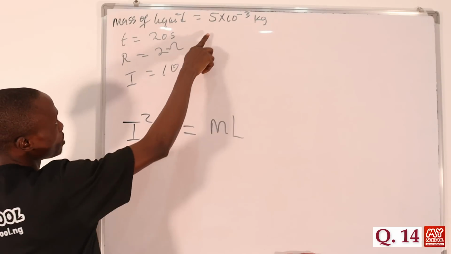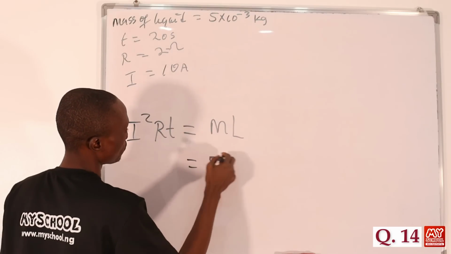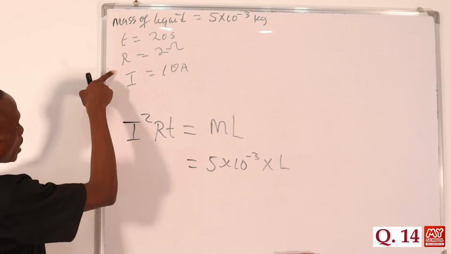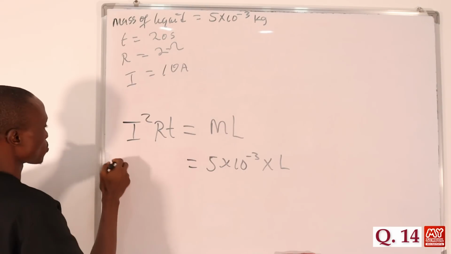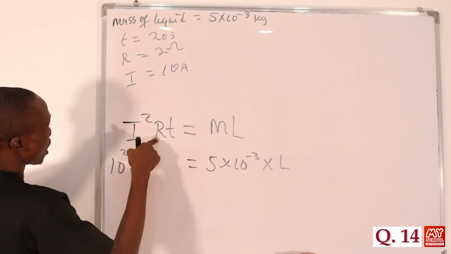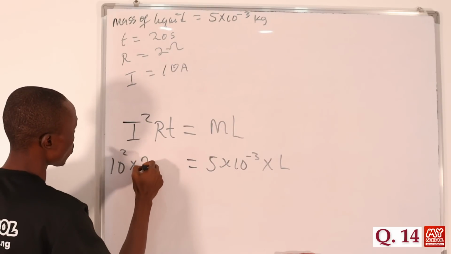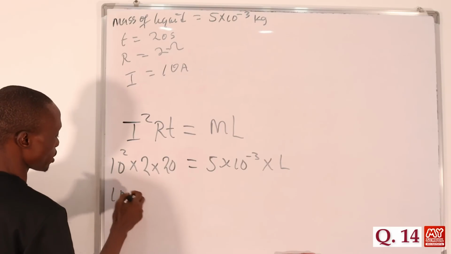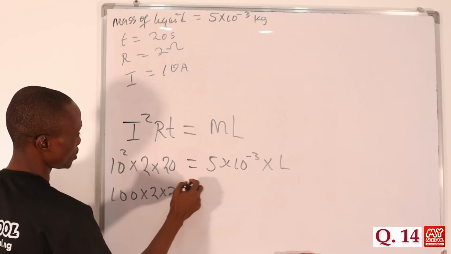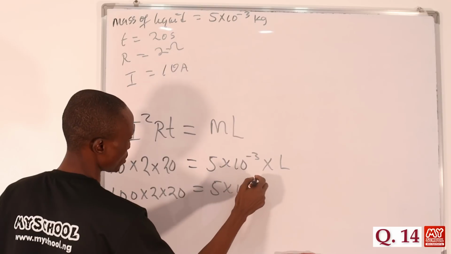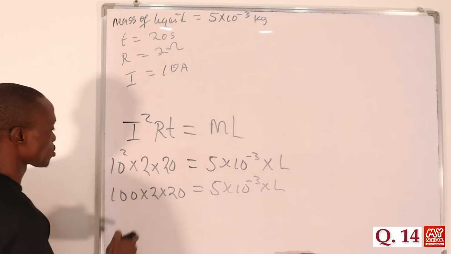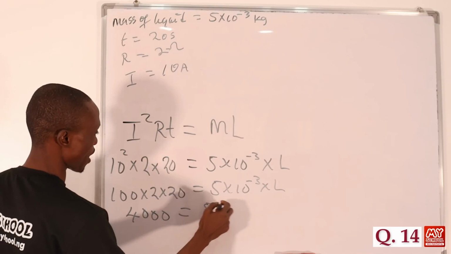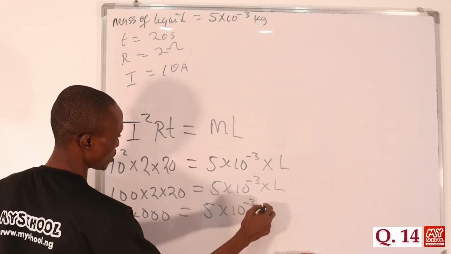Okay, so we are given the mass of the liquid to be equals to 5 times 10 raised to power minus 3 kg, and we are looking for latent heat. But remember, here we are given current to be equals to 10 amperes. So here we write 10 squared, then times the resistor, which is given to us to be equals to 2 ohms, then times time, which is 20, right? So this will be equals to 100 times 2 times 20, and this will be equals to 5 times 10 raised to power minus 3 times L. Right, so if we multiply everything together here, we'll be having 4000. Okay, and this is equals to 5 times 10 raised to power minus 3 times L.